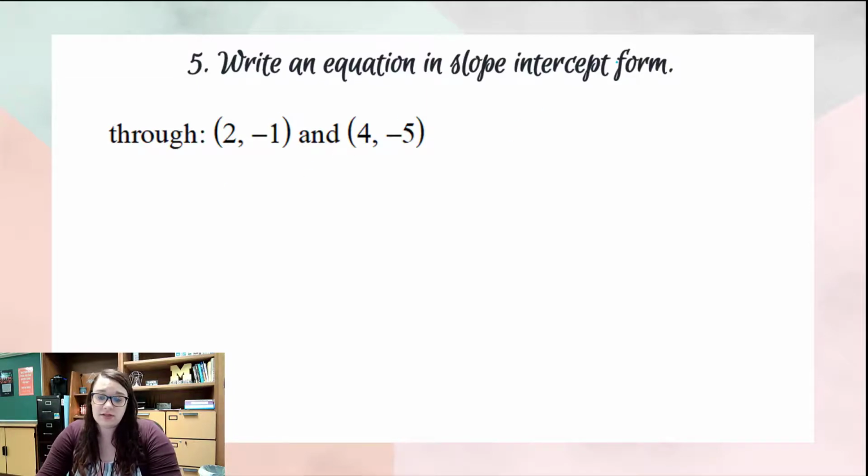Again, we always look for something that's in that format, 0b, but I don't have that. So I will have to do all the work to get m and b this time. Let's start with m for our slope. Rise is negative 5 minus negative 1.